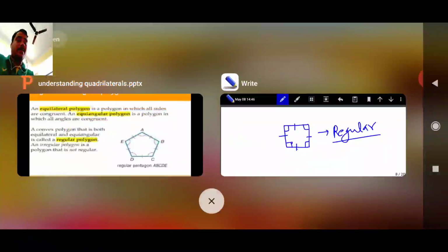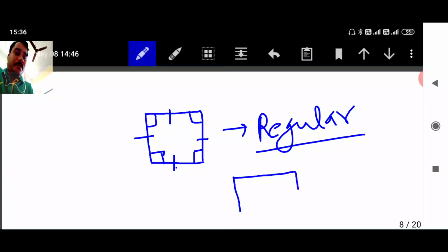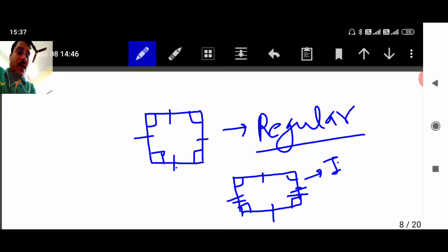But in the case of a rectangle, you can see here that this side is equal to this side and this side is equal to this side, but all sides are not equal. All angles are equal, but all sides are not equal, so it is irregular.